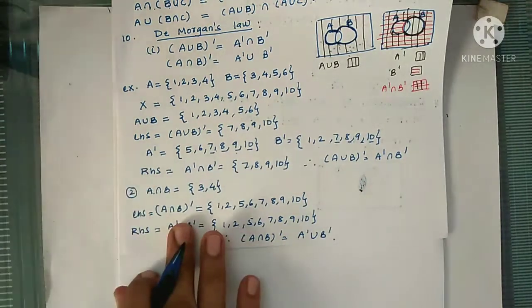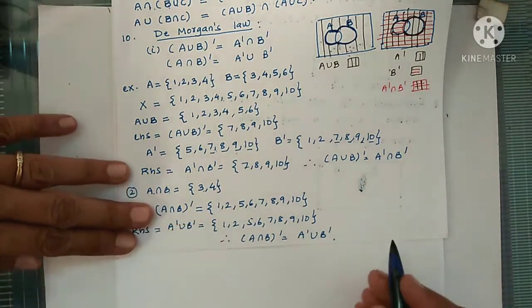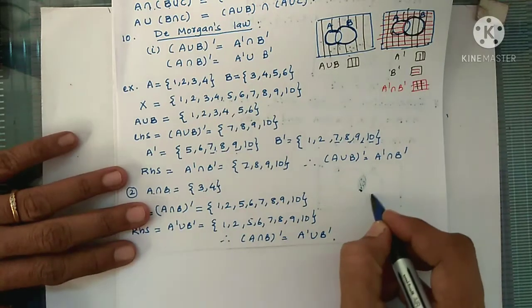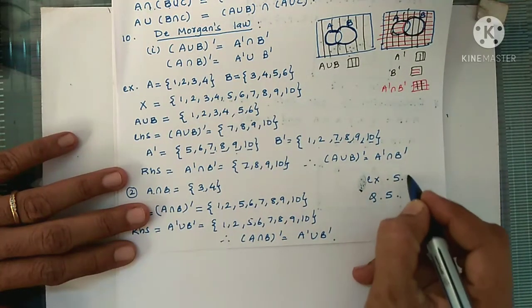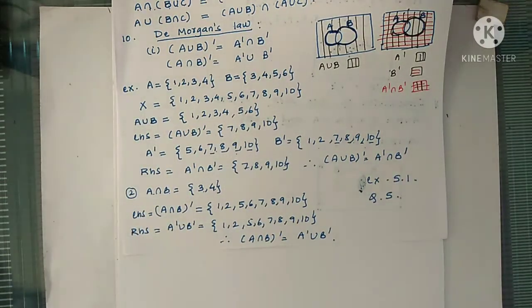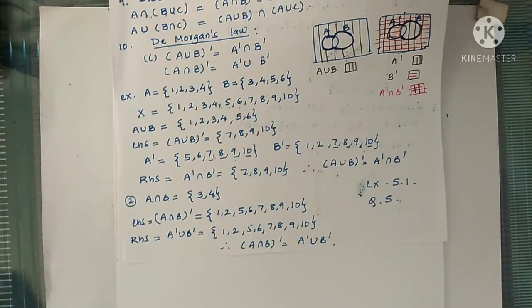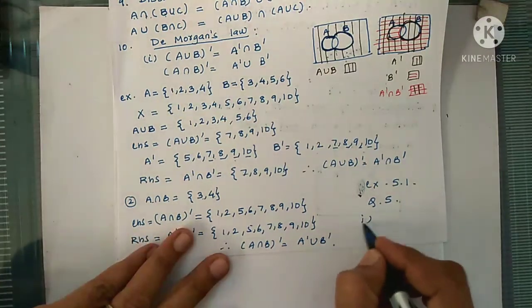So you can solve such types of questions now. Your today's homework is to solve question number 5 from exercise 5.1. I think there are 6 questions, so solve the 6 questions, 1 to 6.